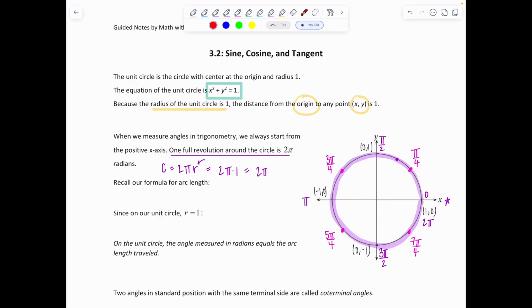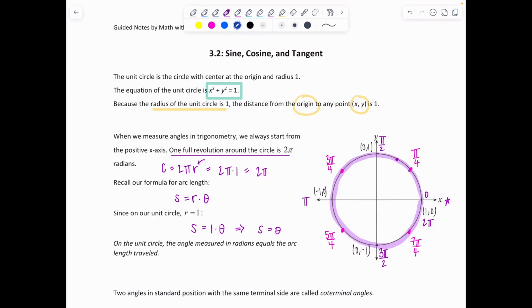Now, instead of calling everything circumference C, we use S for arc length more often when we're in trigonometry. So we have a formula for arc length: S is equal to r times theta. And so on the unit circle, since the radius is 1, S, the arc length, is equal to the angle.